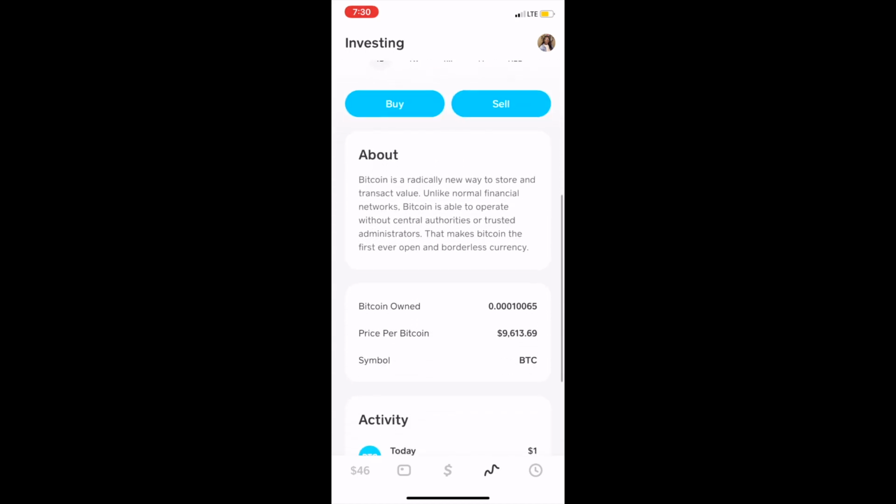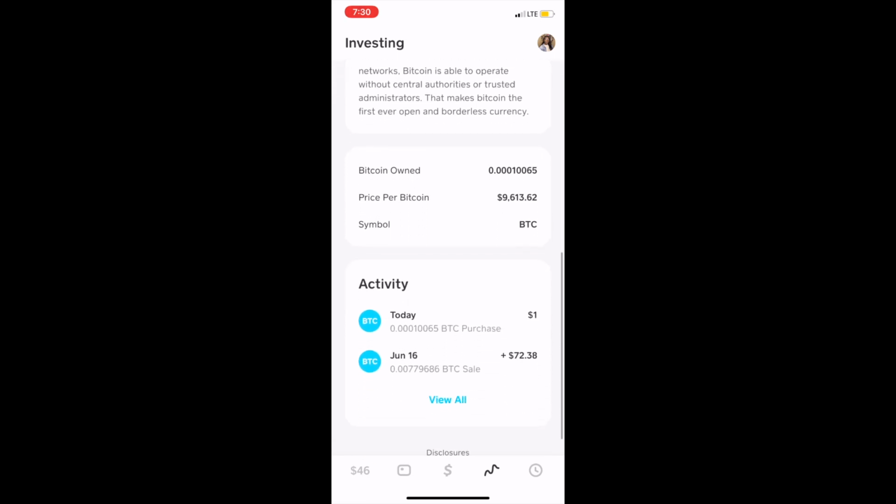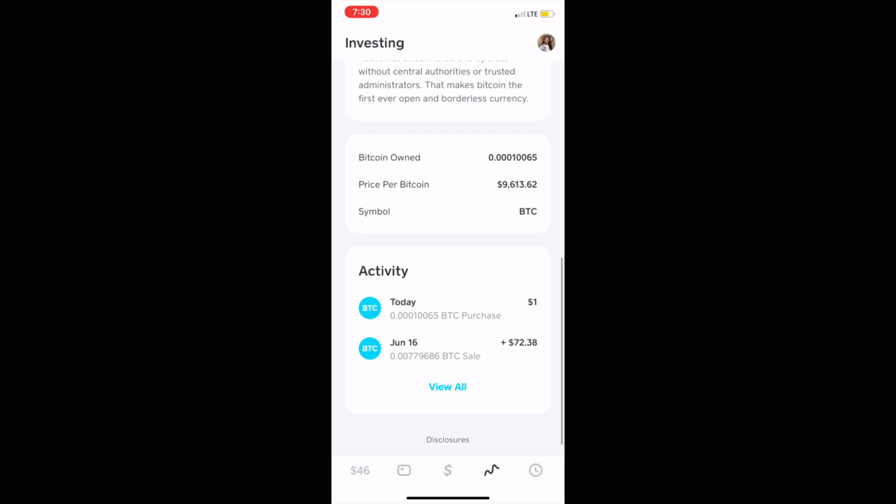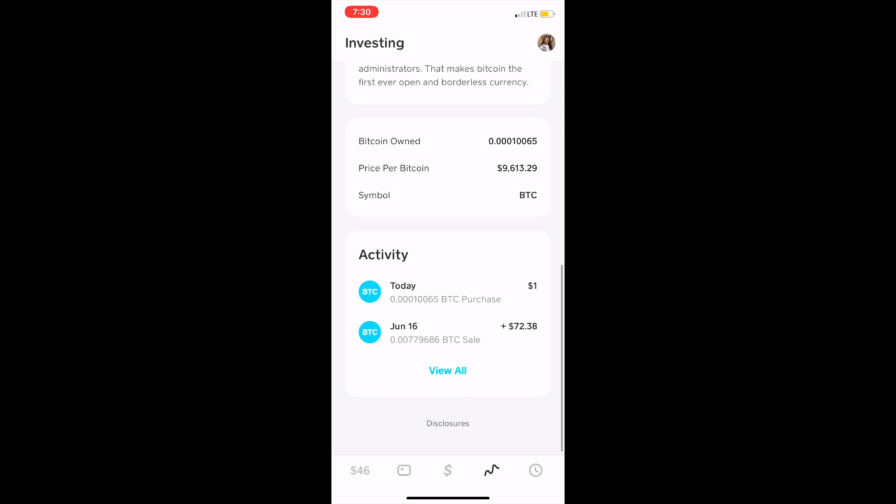The about will tell you about Bitcoin. It's a radically new way to store and transact value. I have 0.0001065 Bitcoin. One Bitcoin is $9,000, so I don't have any whole Bitcoins, but their symbol is BTC. Then here it'll show their activity.